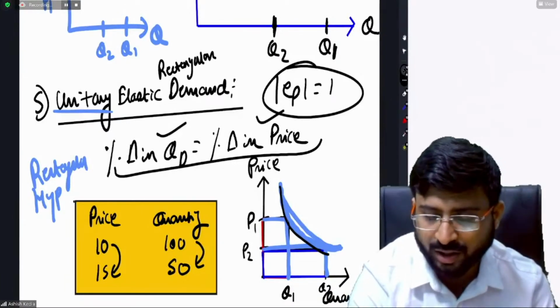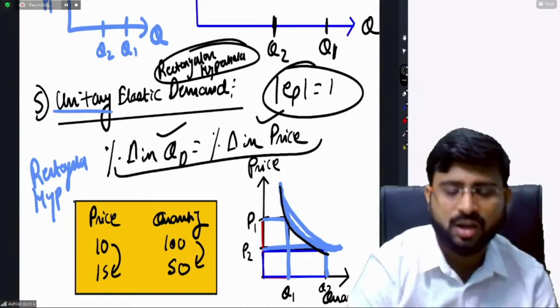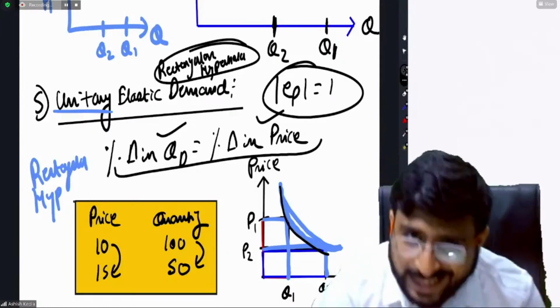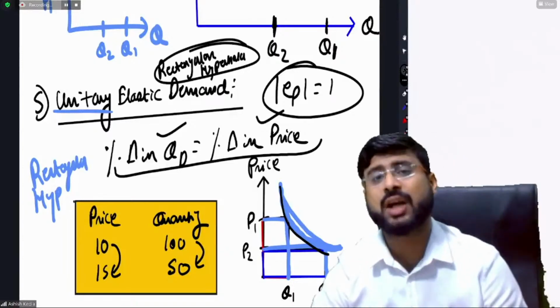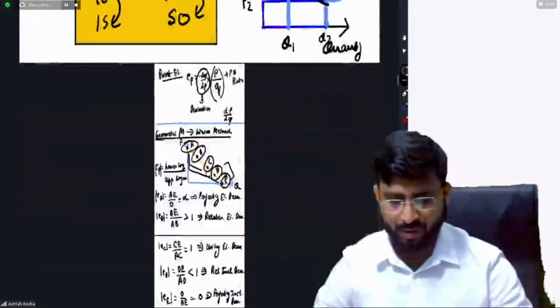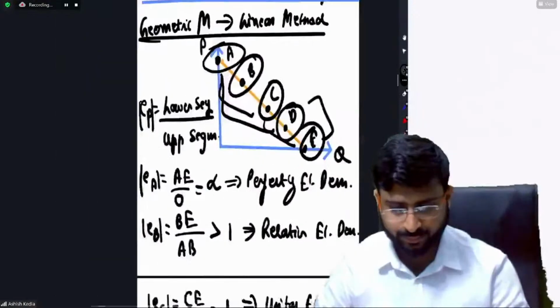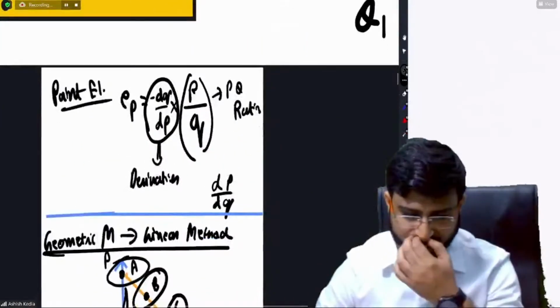Everybody write down in the chat, rectangular hyperbola. The shape of unitary elastic demand is called rectangular hyperbola. Everyone write it down. Then I shall discuss with you the next method of elasticity.